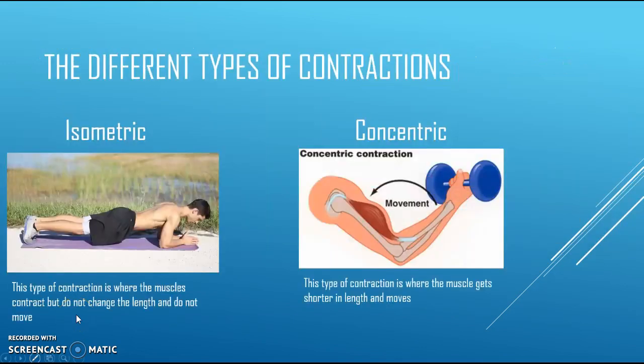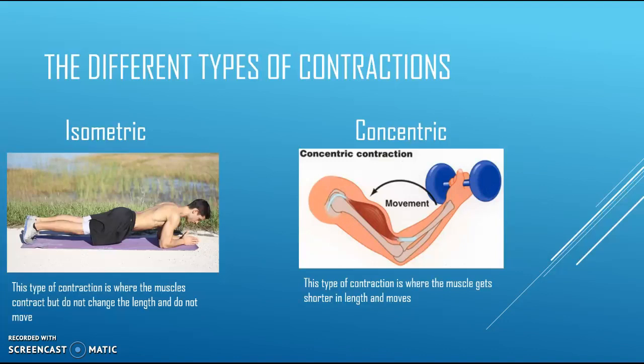But there are different types of contractions. One of these is isometric. This type of contraction is where the muscles contract but they do not change their length or do not move. An example of where an isometric contraction would take place is in a plank. The abdominal muscles would be contracting but they do not move.